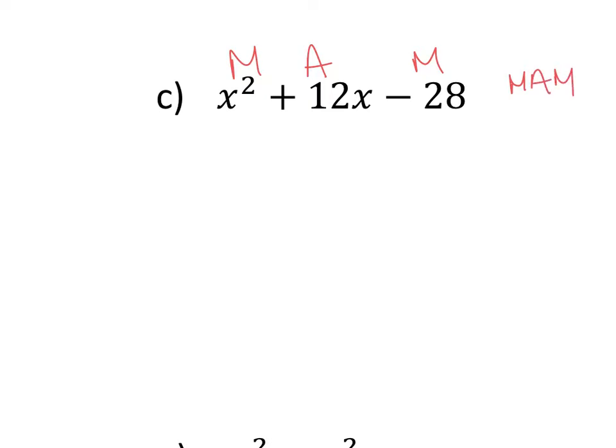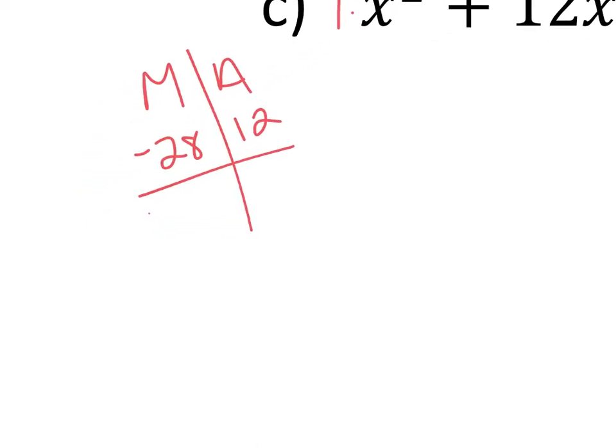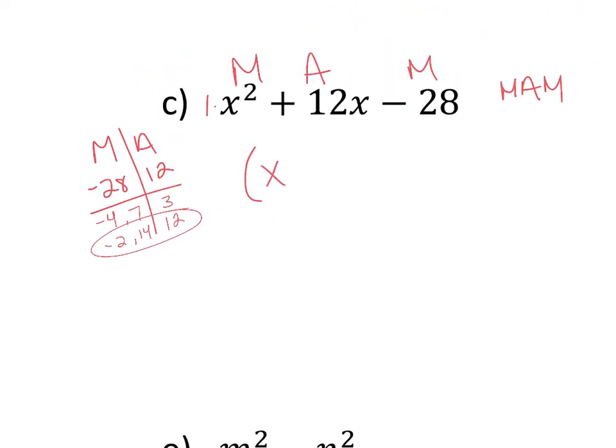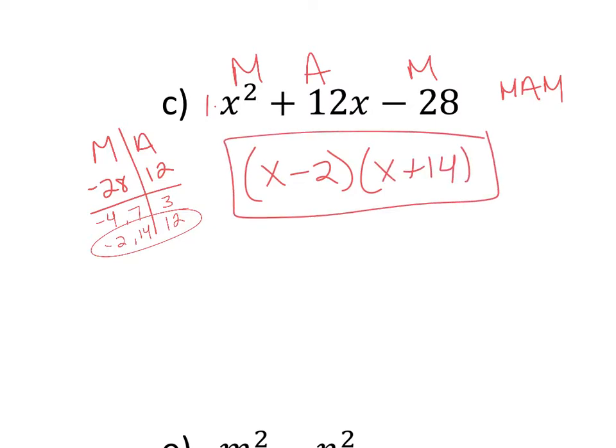That's the method. Okay, so we're looking for what multiplies to give us, there's an invisible 1 there, 1 times negative 28 is negative 28. And we're looking for something that adds to 12. Okay, so our factors of negative 28. Negative 4 and positive 7, which add to be 3, so that's not it. I need to go a little higher. Maybe negative 2 times 14. There it is. So this factors into x minus 2, x plus 14. And again, we used MAM.